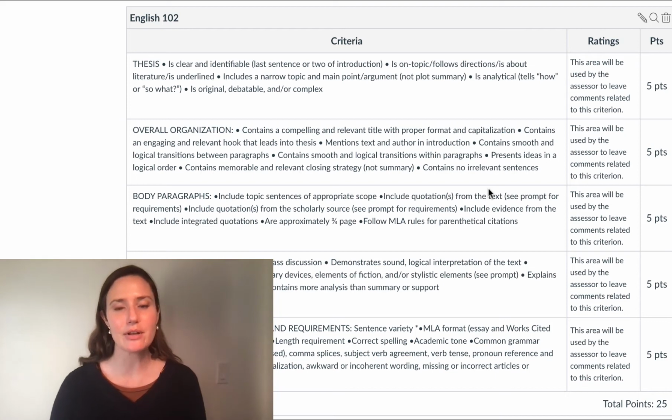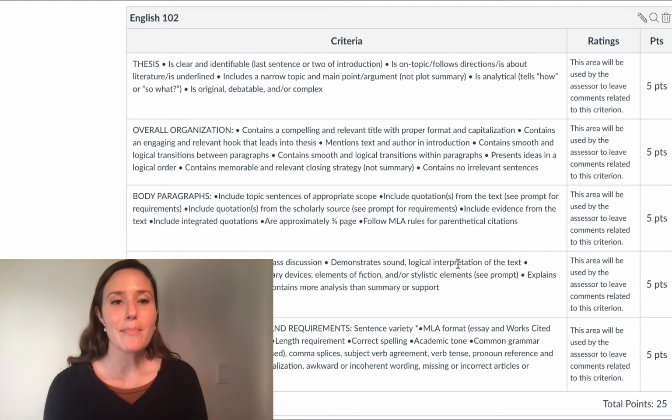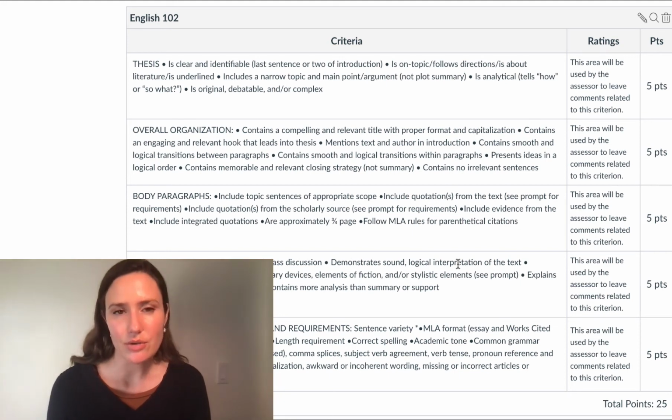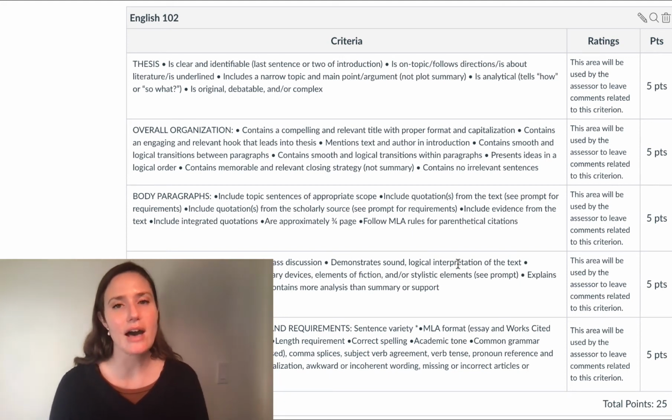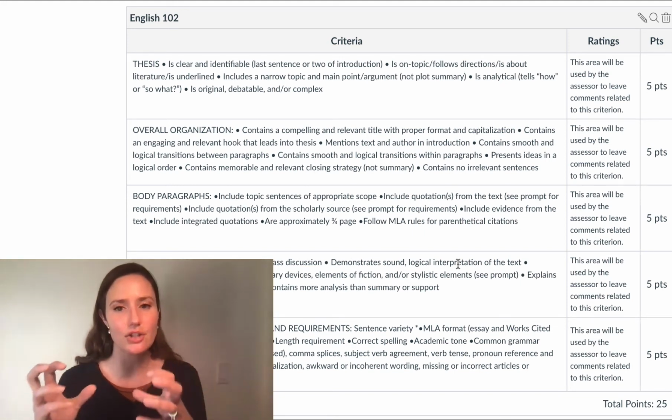Body paragraphs, I'm looking for topic sentences of appropriate scope. Again, I have a lecture on topic sentences in the course support module if you need a little refresher. Including quotations from the text. This is always going to be true in literary analysis essays. You have to have at least one quote from the text, even if it's just one word. You need to have textual support.